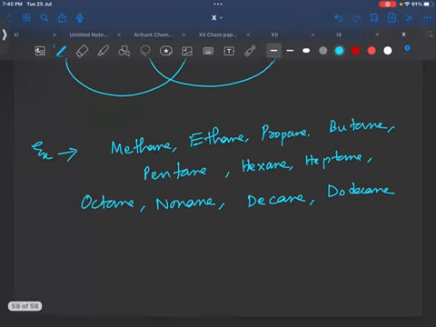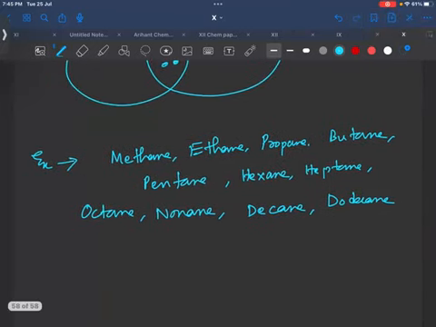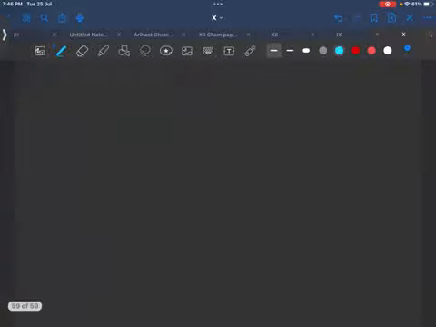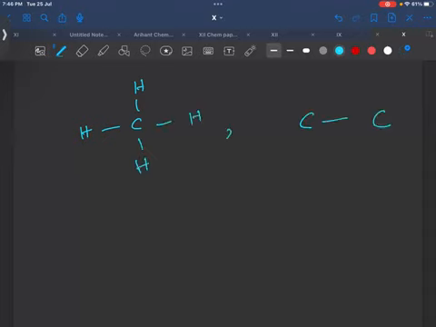So, now we'll talk about the structure. Everyone write down an example. Okay, so we'll talk about the structure of methane. On paper, I'm representing it like this. This is methane. Ethane is C double bond C. Make the hydrogens yourselves.